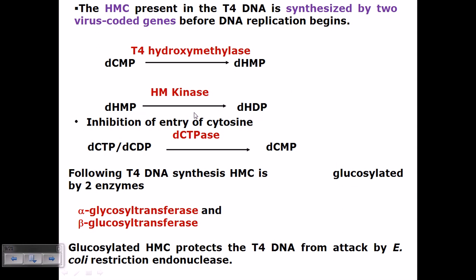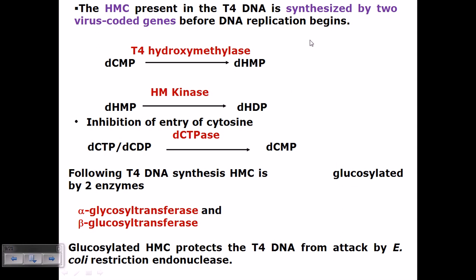In this case, there is inhibition of entry of cytosine. Here DCTP or DCDP can be taken, and DCTase is an enzyme which cleaves the additional phosphate from cytosine and converts it into DCMP, which is no longer functional. Now following the T4 DNA synthesis, HMC is glycosylated by two enzymes, alpha glucosyl transferase and beta glucosyl transferase. Both of these enzymes are required. This glucosylated HMC protects the T4 DNA from attack by E. coli restriction endonucleases. That's why this modification is important.